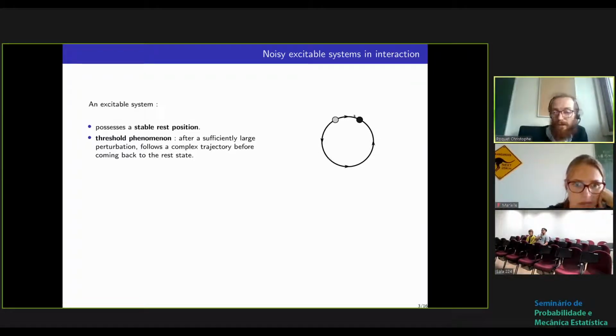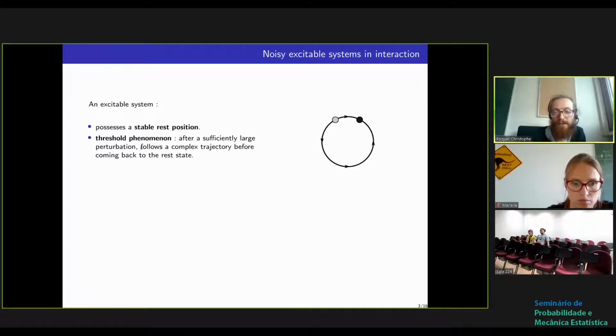Dynamics defined on the circle given by this kind of model. So imagine you have some very simple dynamics on a circle in which you have some stable fixed point and some unstable fixed point. What I say is that this kind of system is a very simple example of excitable dynamics. In an excitable dynamics, I want to have a stable rest position. In this case, it will be this stable fixed point here. That means that when I start from the fixed point, I don't move. And when I move a little bit here, for example, I will go back quickly to the stable fixed point. So it's a stable rest position.